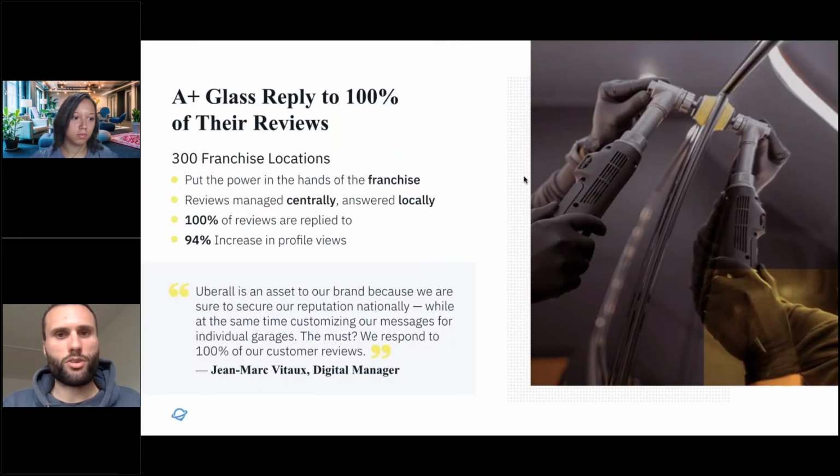Same with reviews. When you consolidate that, it makes it easier to reply to reviews. The customer we work with replies to 100% of their reviews across 300 franchise locations, and that really puts the power in the hands of the franchise, but it also allows you to manage your reviews centrally, and this has allowed the business to reply to 100% of reviews and then increase their profile views by 94% as well.